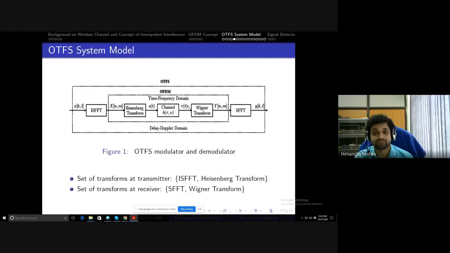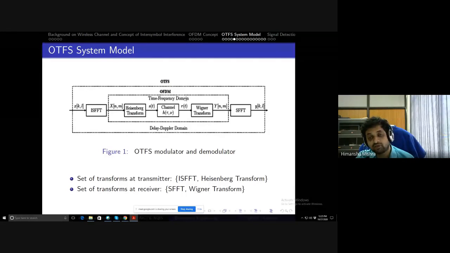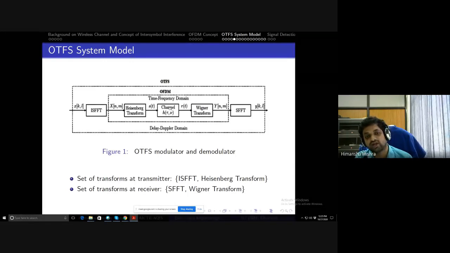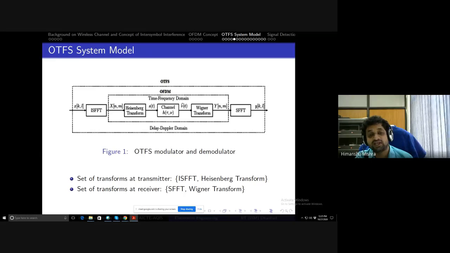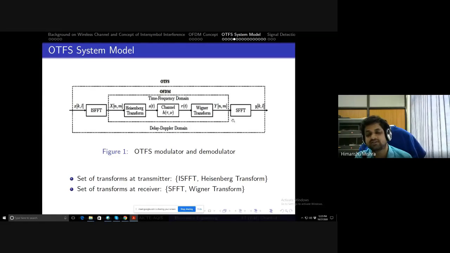You receive the signal. Once you receive the signal in the continuous domain, the next objective is to get the signal in the time frequency domain. That is done by the Wigner transformation, which is the inverse of the Heisenberg transformation. Heisenberg transformation goes from time frequency to time, that means two dimensional to one dimensional. Wigner takes the one-dimensional continuous time signal into a discrete time frequency signal. These are all in the discrete domain, but the Heisenberg and Wigner transforms are in the continuous domain. Once you get the time frequency signal, you do the SFFT, the symplectic finite Fourier transform, to get back the delay Doppler signal.